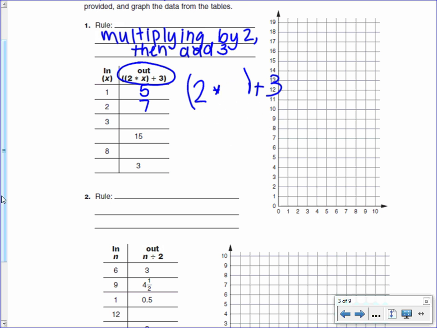Okay, what's our x in this next one they want us to solve? 3. 2 times 3 is? 6. 6 plus 3 is? 9. Oh, snap. We are doing a bit of algebra in this next one.